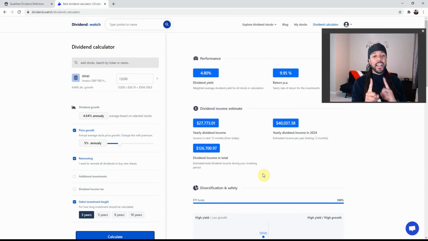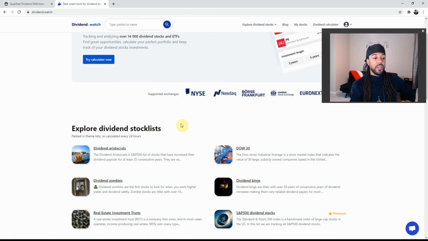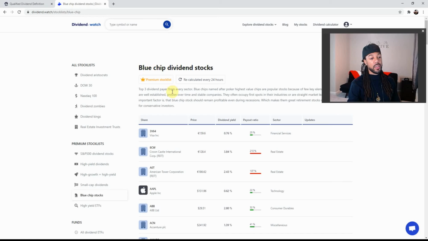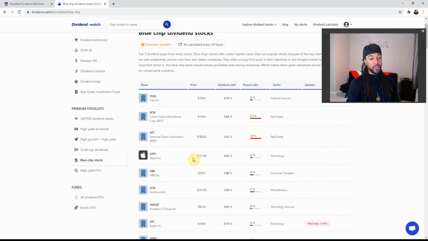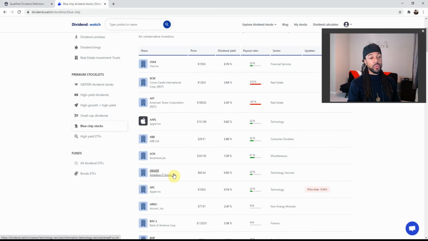And the last thing I want to show you guys, on the first page that we were on, they have dividend stock lists. Alright, they got the dividend stock list broken down. They have premium ones, blue chip stocks that give you the best dividends, high dividend yields, the highest paying dividends, S&P 500 dividend stock. So this is the blue chip dividend stock. So it's part of their premium stock list, but you can go through and see each dividend company by sector, price, their dividend payout ratio, dividend yield, and these are blue chip stocks.